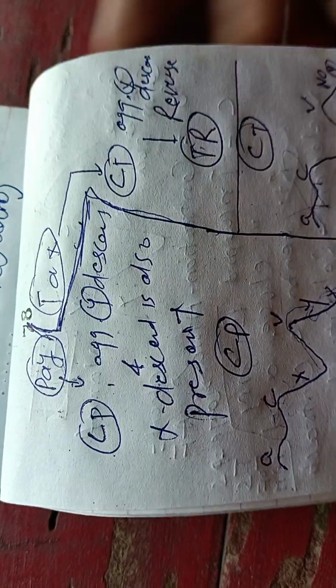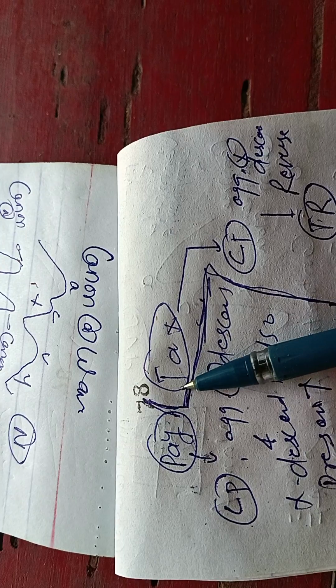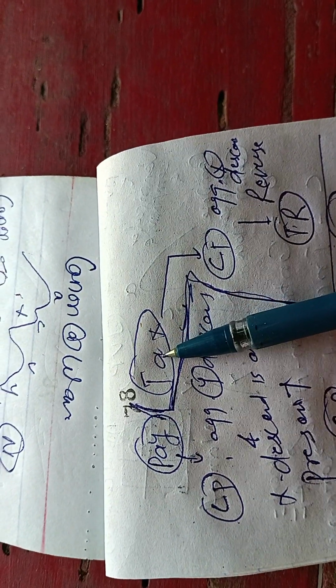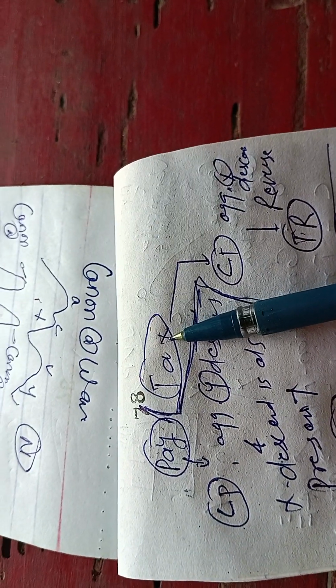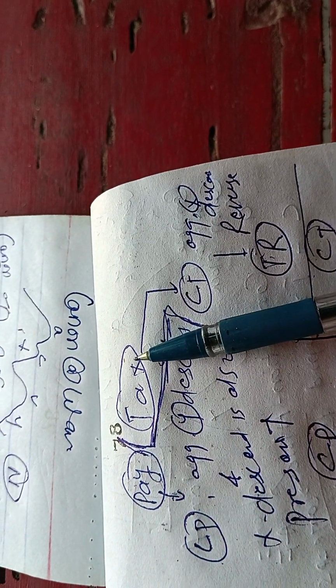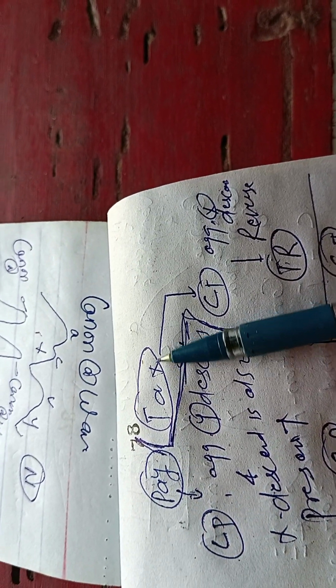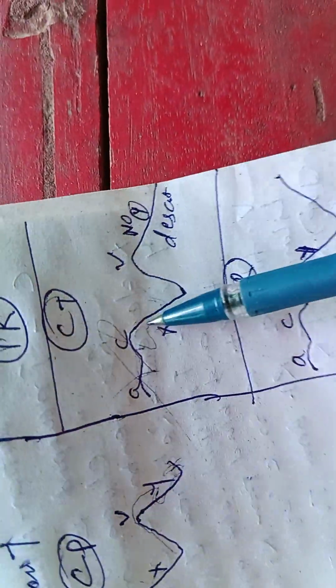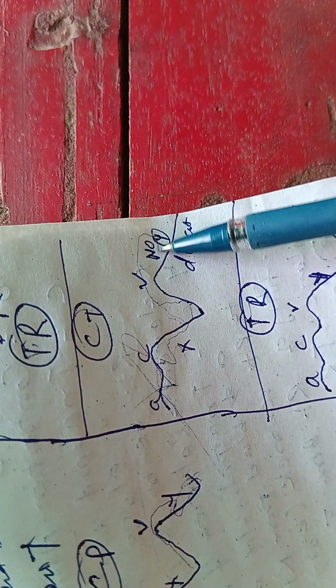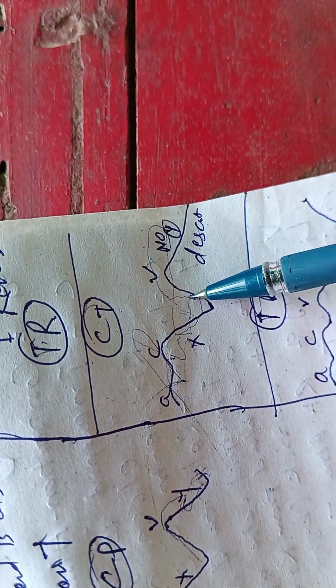What is TAX? TAX means T for cardiac tamponade, A for aggravation, and X for X descent. So X descent is more in cardiac tamponade, but no Y descent. In cardiac tamponade, X descent happens but no Y descent.